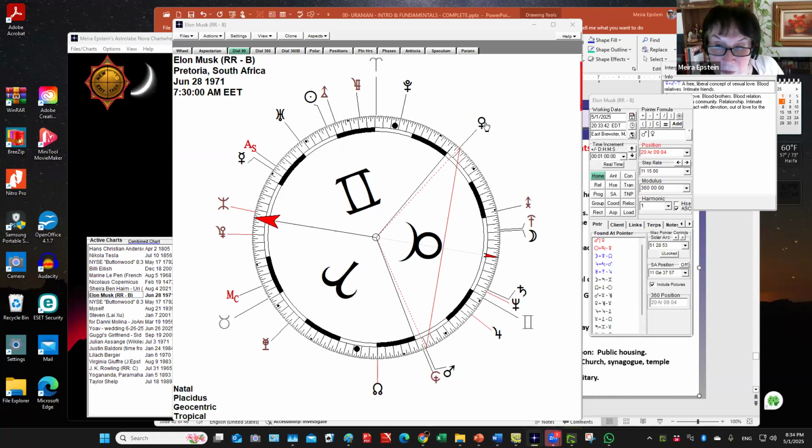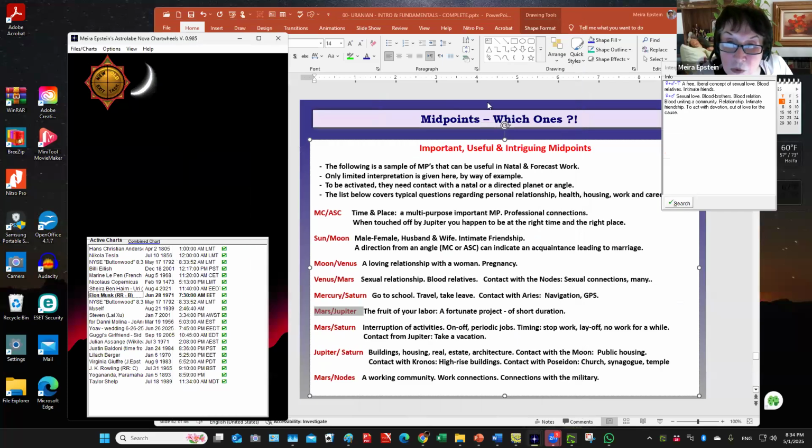A little bit too far. It's too far from the black dot here, too far from Poseidon, so I'm going to leave it alone. But sometimes I'm interested in a midpoint because of solar arc. Maybe a planet is coming to that midpoint by solar arc. So the beauty is that you can create your own midpoints and look at them.